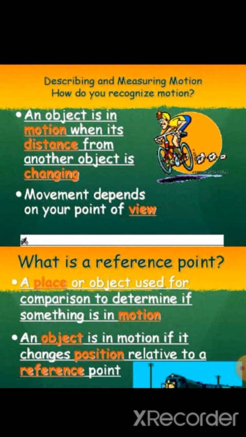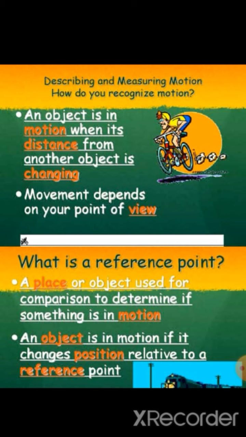Now, we will consider a reference point. What is meant by a reference point? Let us understand by taking an example. Whenever we talk about the motion of an object, we have to take a reference point. This reference point should always be a stationary object, something like an electric pole, a tree, or a building.